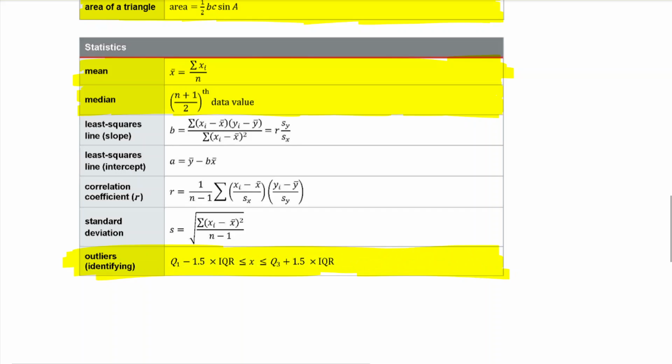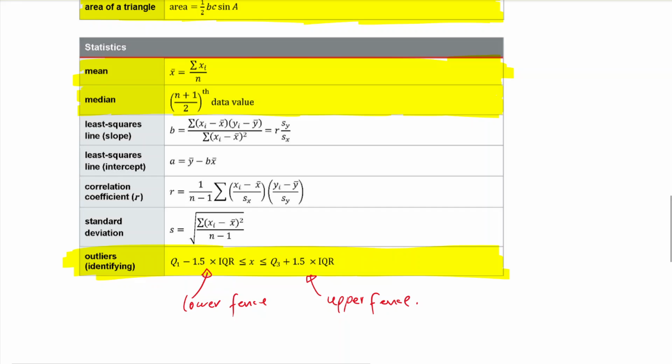So that's the lower fence, that's the upper fence, and any values that are smaller than the lower fence are outliers, and any values in your data sets that are larger than the upper fence are outliers.